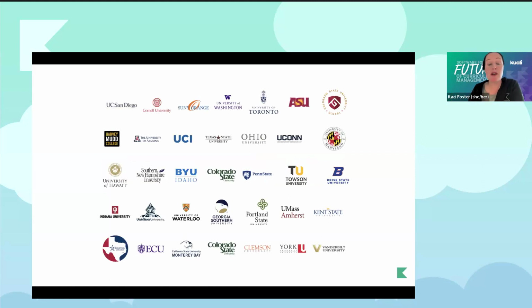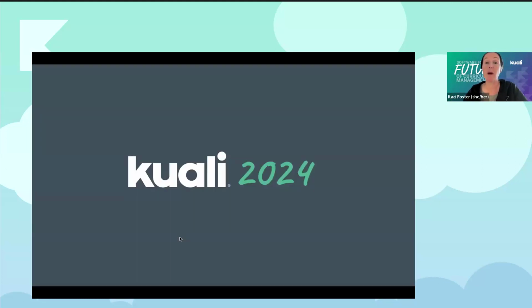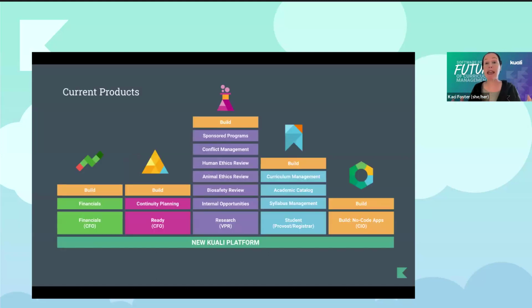Since the formation of the company, we've grown considerably. There are now more than 230 schools that are using Kuali software across all of our product families. It's an exciting time to be part of the Kuali community because we have just relaunched many of our products on our brand new innovative platform. We've got a newly redesigned version of many of our software solutions, and we're very excited about that.